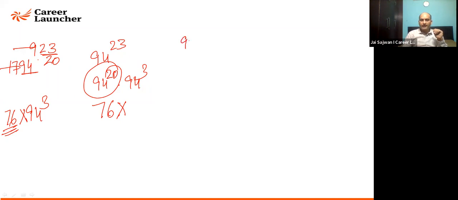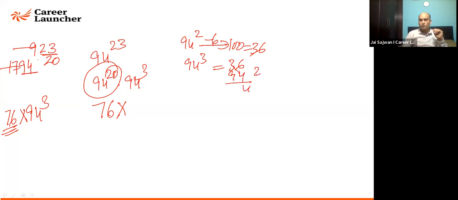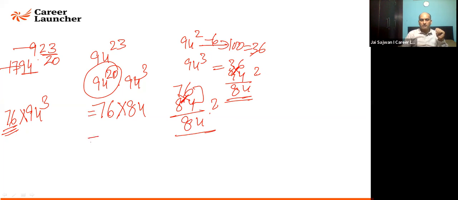Fine. So what is 94 square? 6 less than 100, it is 36. What is 94 cube? It is 36 into 94. 6 4s are 24, 3 4s are 12, plus 2 is 14. 9 6s are 54, 54 plus 14 is 68. The number comes out to be 84. 76 with 84, 6 4s are 24, 2 to carry, 7 4s are 28 plus 2 is 30, 30 plus 48 is 78. Your answer is coming out to be 84, which is correct.